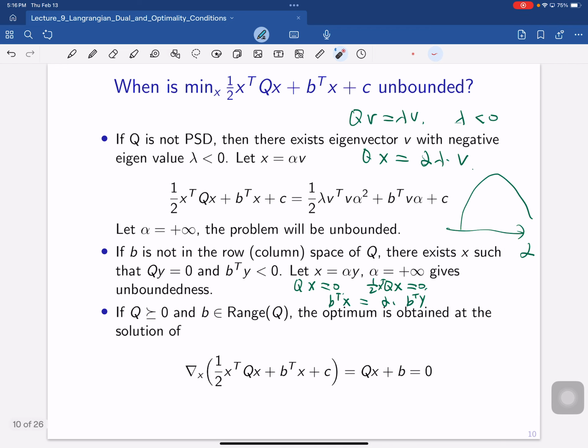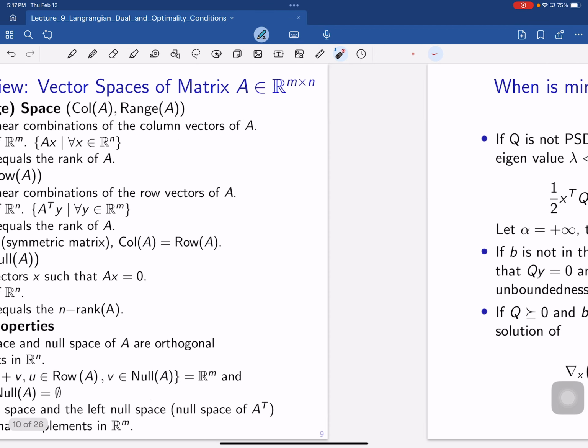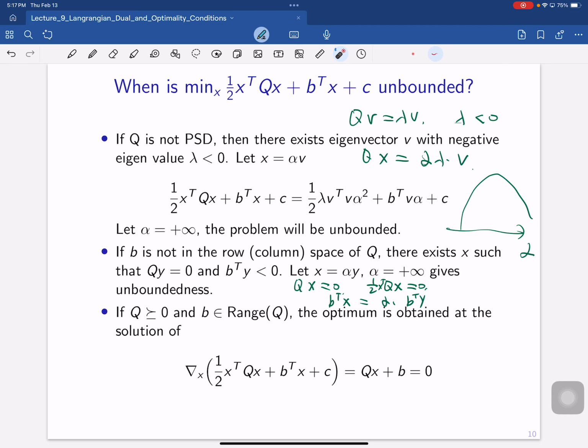Now, let's go back to why we have this particular term here. What if Q is singular? Remember, we basically talked about three instances. One is when Q is not PSD, this problem will be unbounded. And when B is not in the column space of Q, it will also be unbounded. The only case it is bounded is when Q is PSD and B is in the column space of Q.